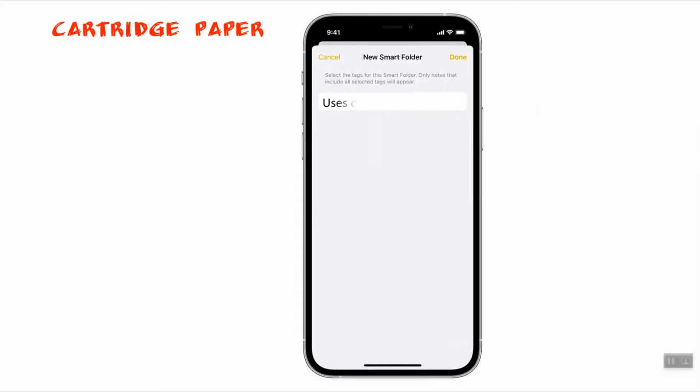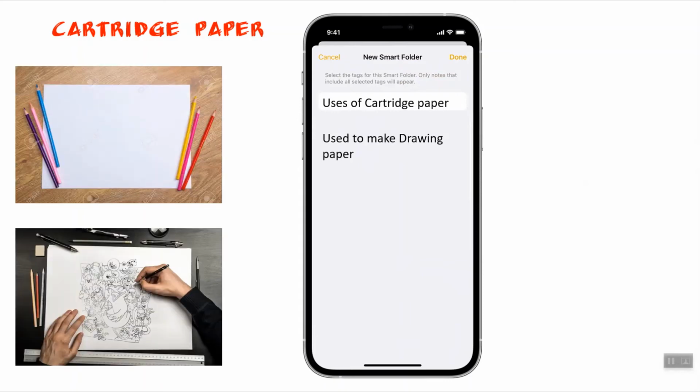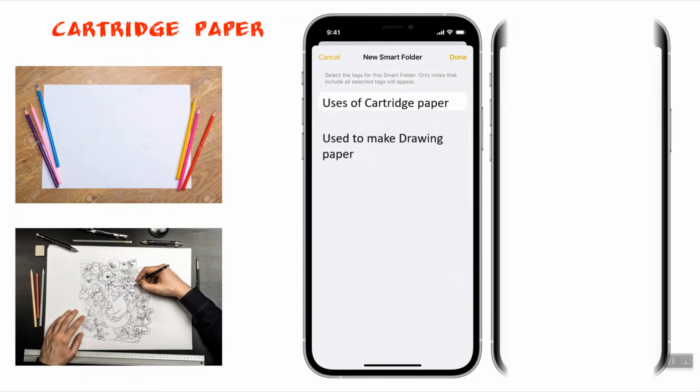Then we have cartridge paper. So uses of cartridge paper. It is used to make drawing paper. Okay. So it takes watercolor and other colors, even pencils, very well.